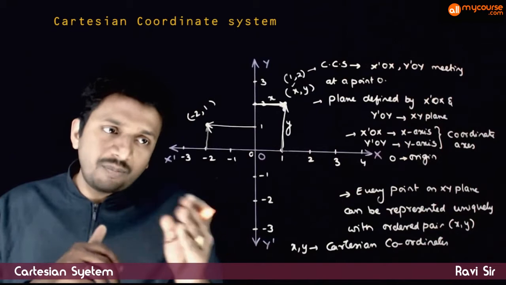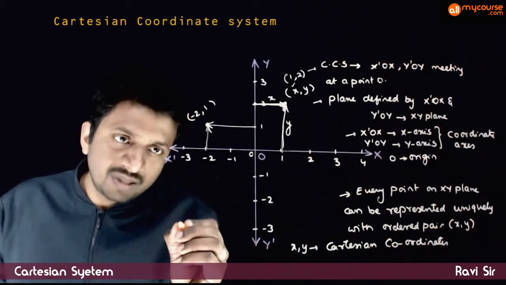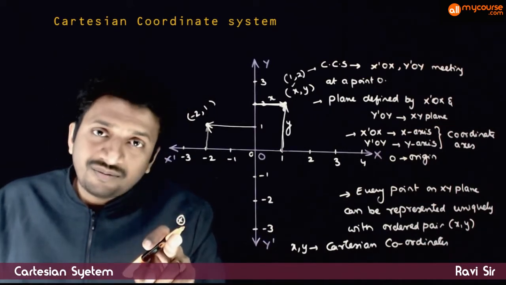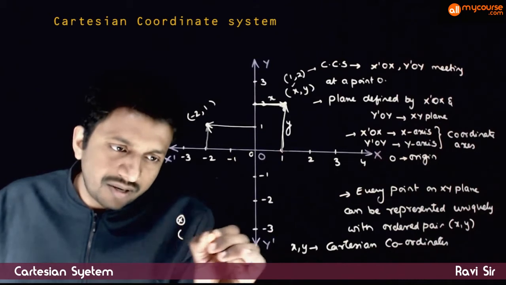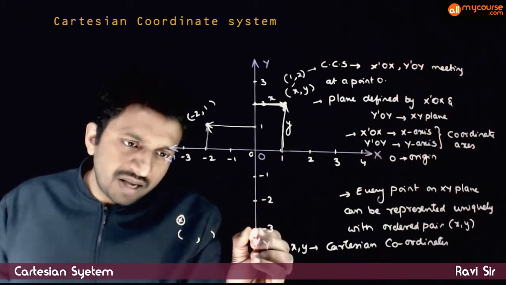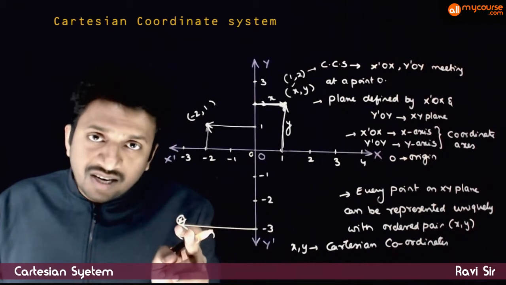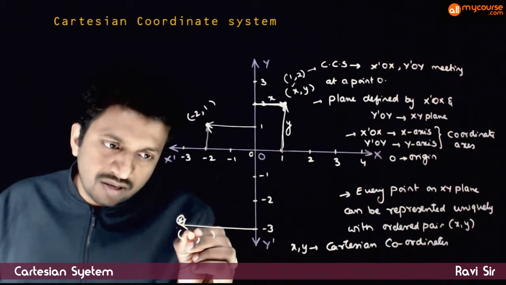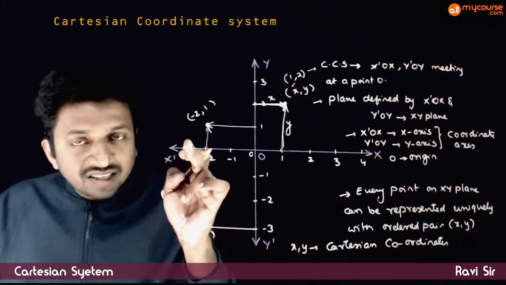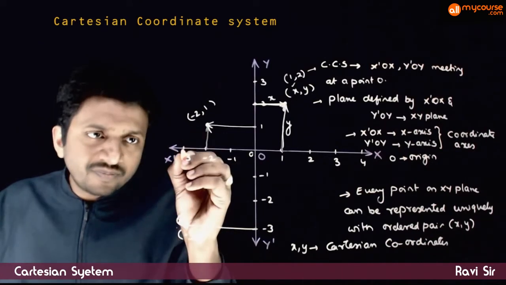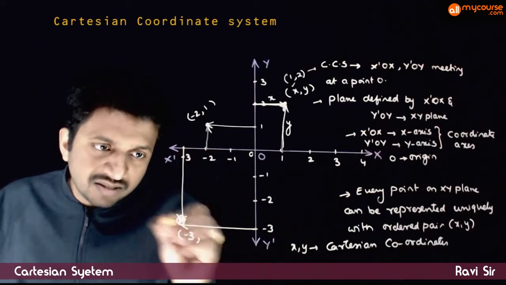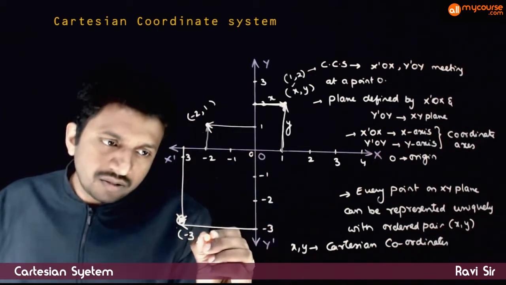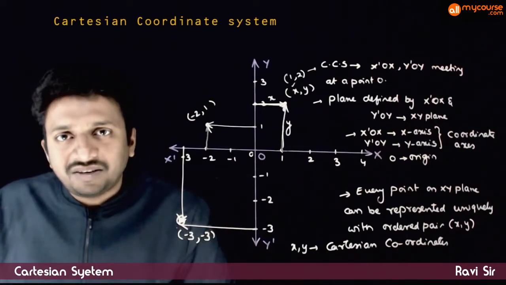For example, if you take a point in this part. So let us take this point. So now what is the distance of this point from y-axis? That's the x-coordinate. So start from y-axis, measure the distance. So you can very clearly see that this distance is 3 units, but in the negative direction. So the x-coordinate will become -3. And what is the distance of this point from x-axis? So start from x-axis, measure this distance. So you can very clearly see that this is also 3 units, but in the negative y direction. So the coordinates are -3, -3.